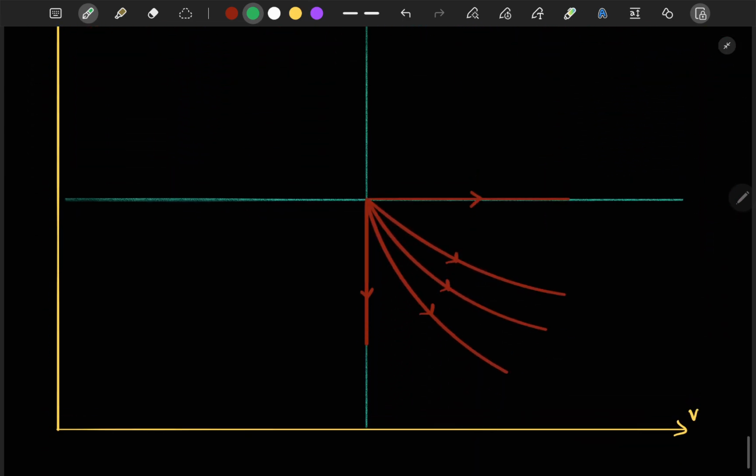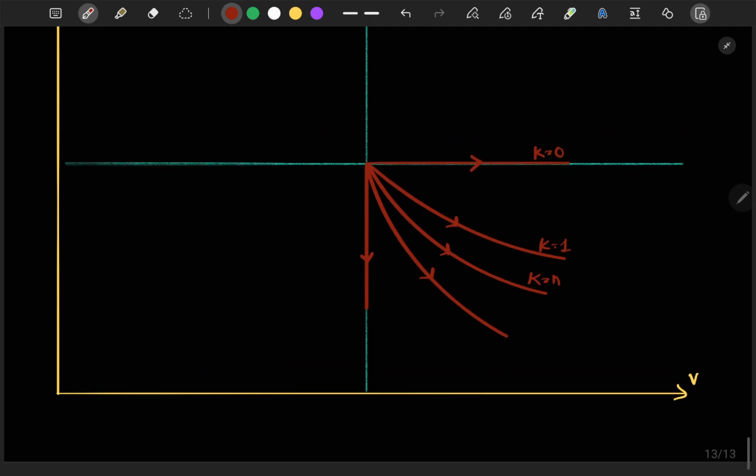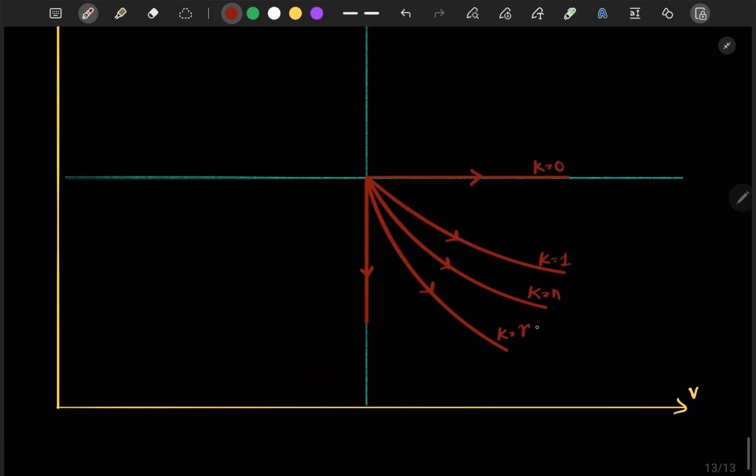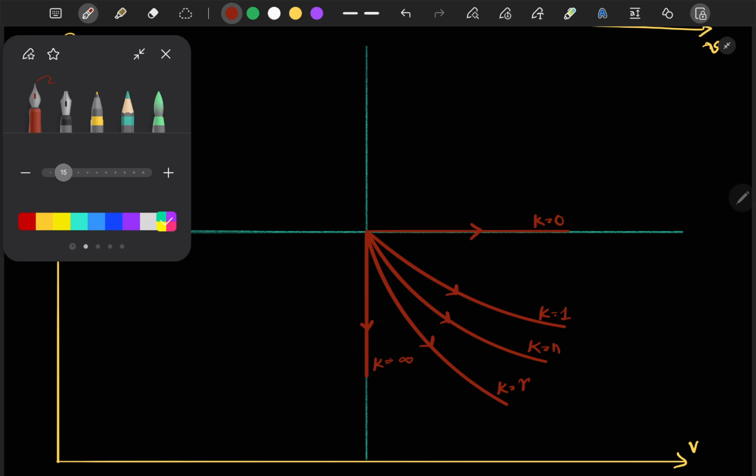So for all these values of k, I will represent what that particular value represents. K is equal to 0 is constant pressure, k equal to 1 is isothermal, k equal to n is polytropic, k equal to gamma is adiabatic, and k equal to infinity is isochoric, or constant volume process. You can see it from here, right? Next, what I will draw is all the processes for compression.